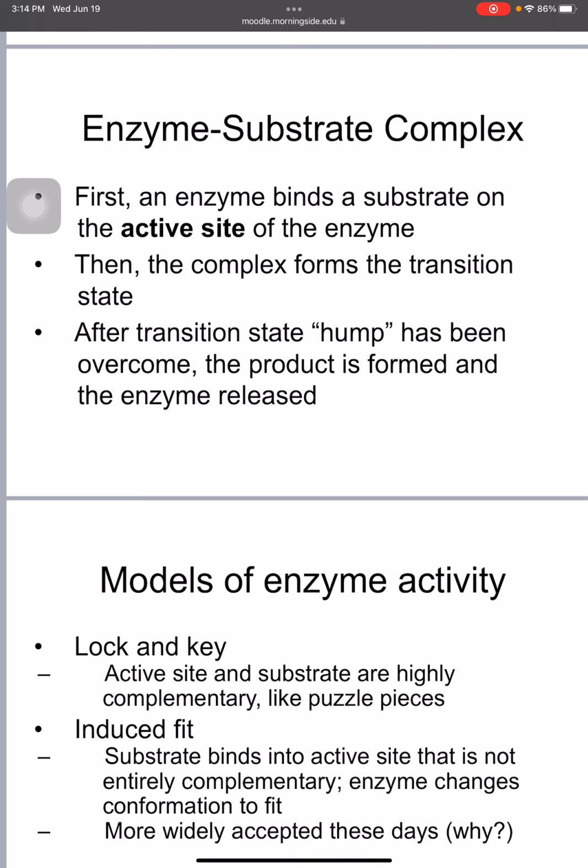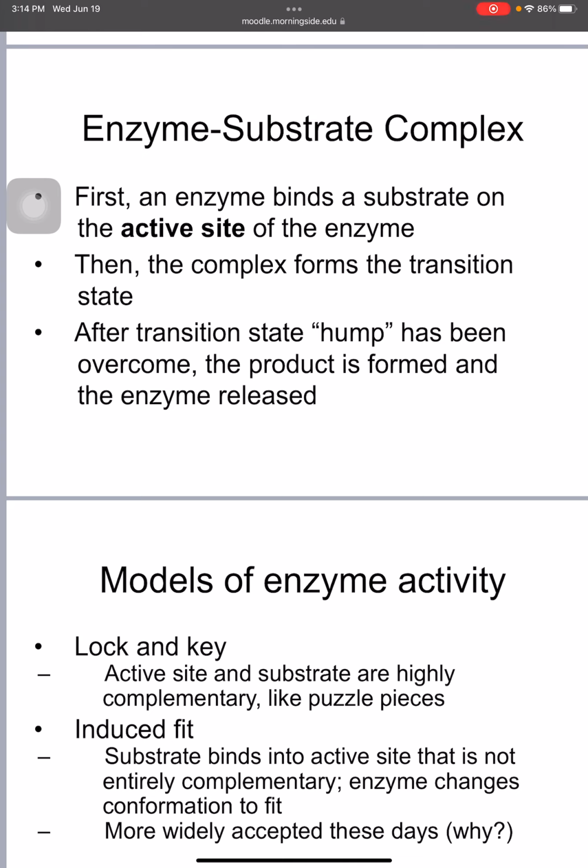There's a couple of different models, and again, please keep in mind, it's been a long time since I taught this. These are the models that were present when I was teaching it. These may have evolved since then, but these are the ones that I am aware of. A couple of models for how the substrate and the enzymes interact with each other. The first one is what we call a lock and key model. And that's pretty self-explanatory, actually, right? The active site is the lock, the substrate is the key, and they fit together, right? Very, very complementary. Much like puzzle pieces, they'll be a very good match.